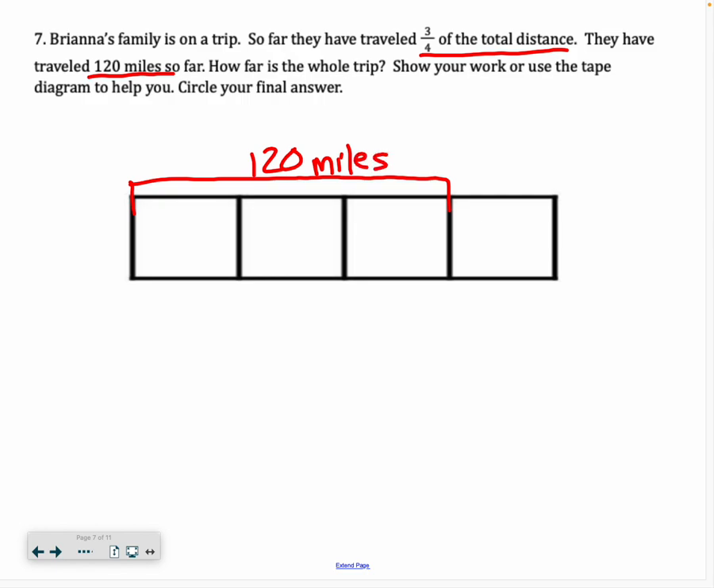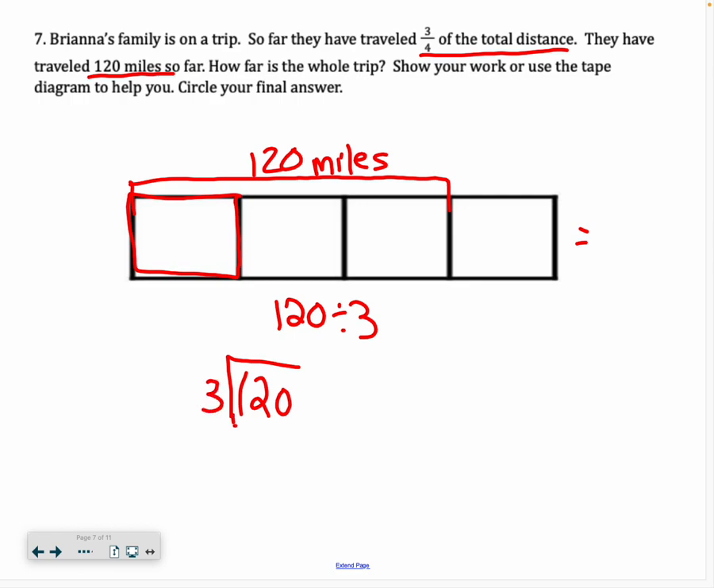So my first step is to figure out what 1/4 of the trip is, because then I can plug that number into each box of my tape diagram, and my full trip will be all 4 of these boxes combined. So to find out what 1/4 of the trip is, I'm dividing that 120 miles by 3. Okay, 120 divided by 3. It's the same as 12 divided by 3, just with a 0 at the end.